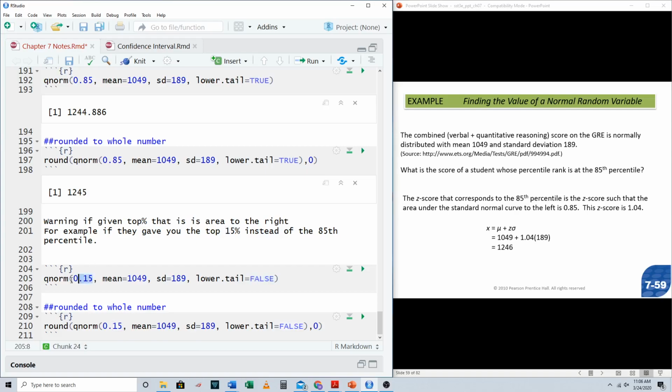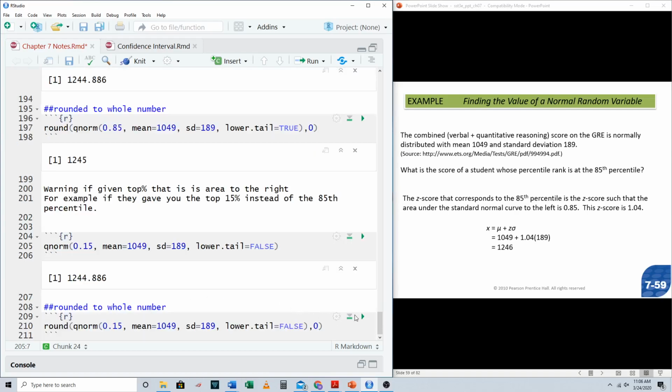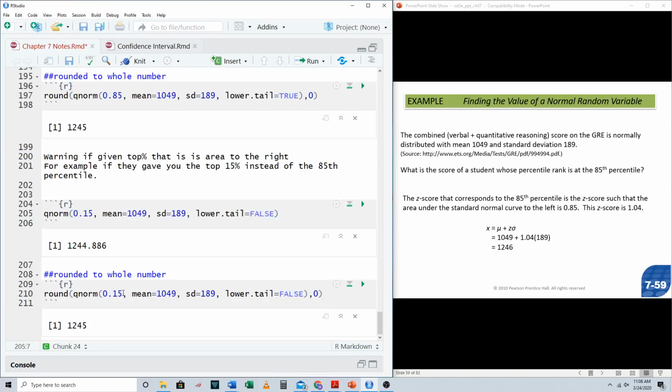So you put 0.15, same mean, same standard deviation. By the way, if you're in the top 15%, that means you're above the bottom 85%. So it's the same answer, the exact same answer. The difference is we typed in the top percent, and we said lower tail equals false. Again, when you round here, because we're going to round to the nearest whole number, we round to 0. That says I don't want any decimals. That covers everything for Chapter 7.